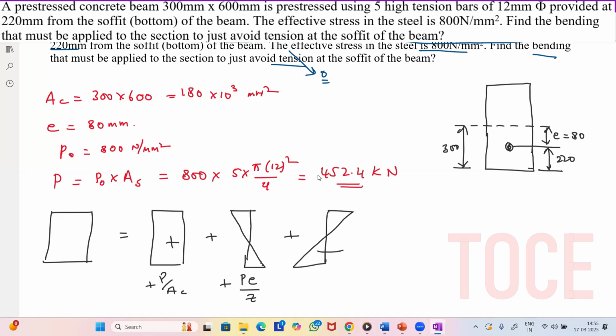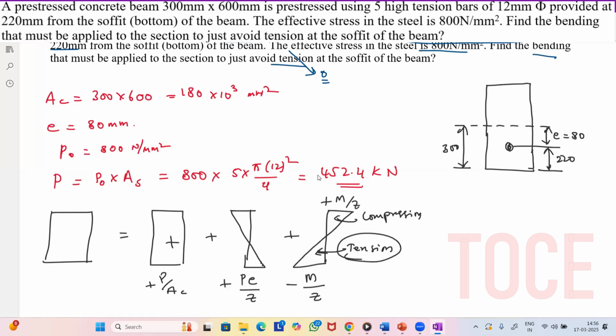Negative in the sense that here you will get tension, while the top will be compression itself. So tension will be at the bottom, and we need to avoid this tension. And at the bottom, what will be the stress formula? It is minus moment divided by section modulus. On top it will be plus moment divided by section modulus.